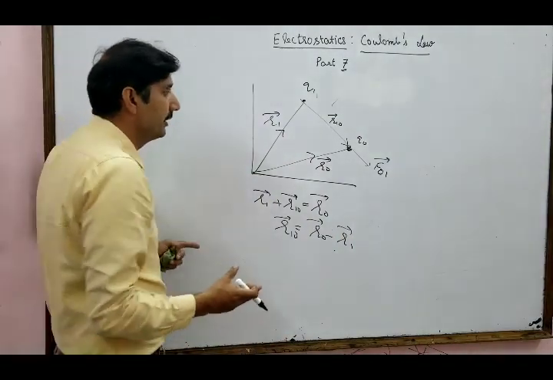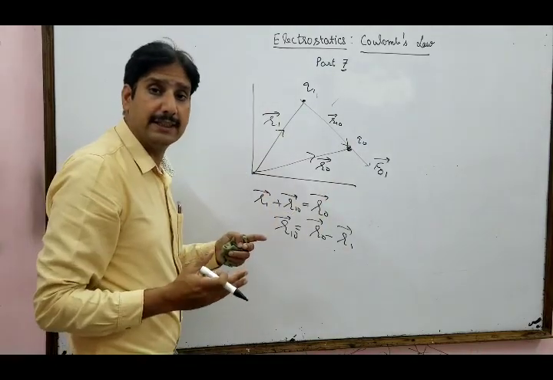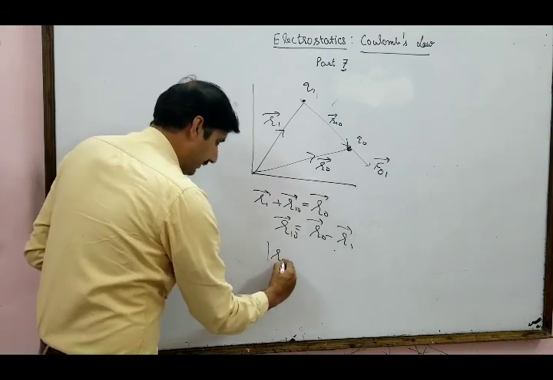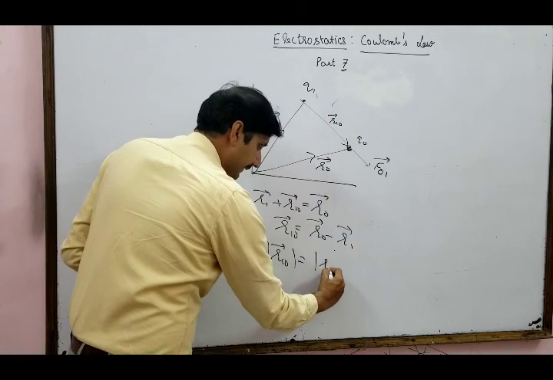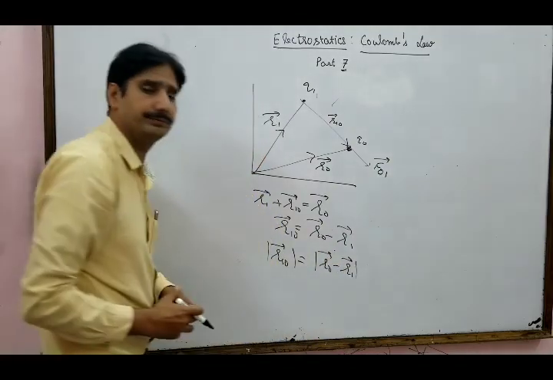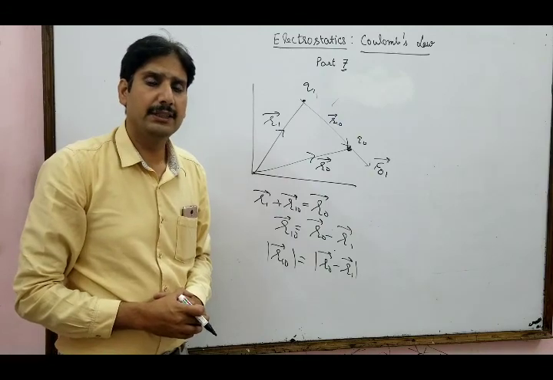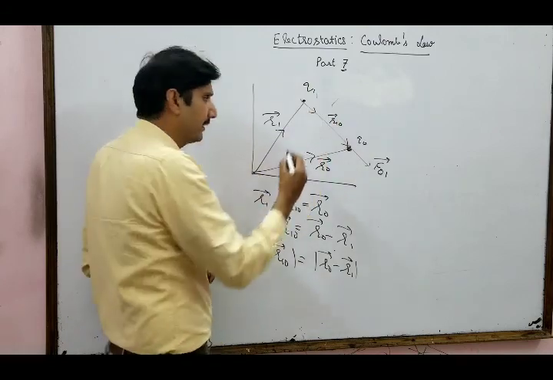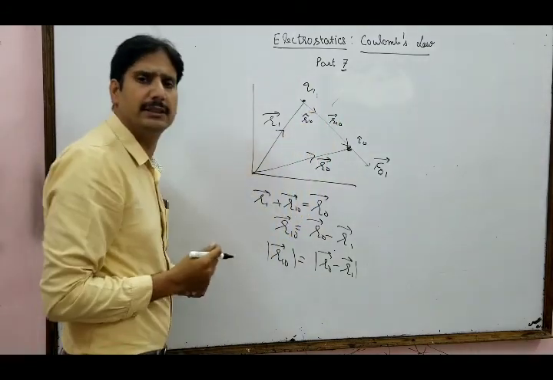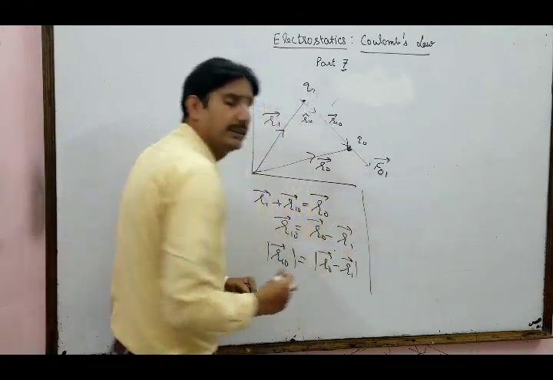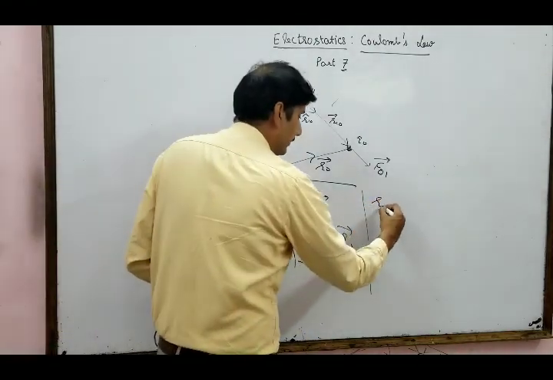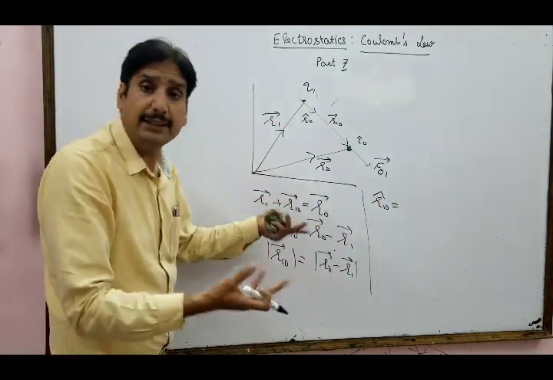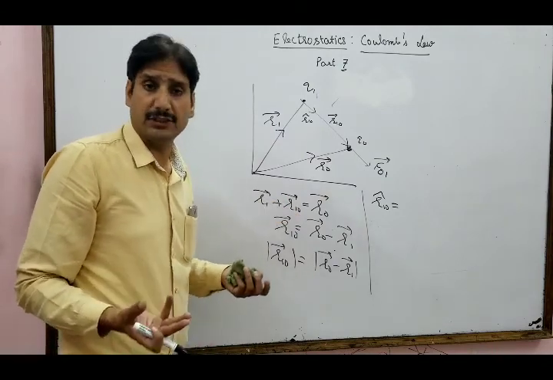What is the magnitude of this vector R10? That means what is the length or the distance between the charges Q1 and Q0? The magnitude R10 would be given as modulus of R0 minus R1. And if I ask you, what is the direction of this vector R10? The direction will be given by a unit vector R10 cap. That's how you find out a unit vector.